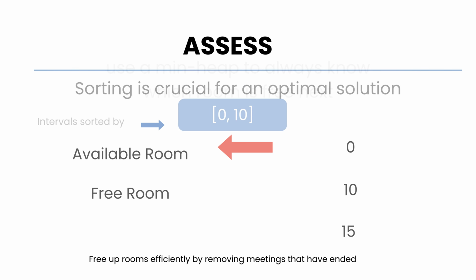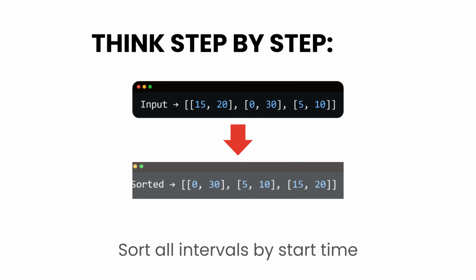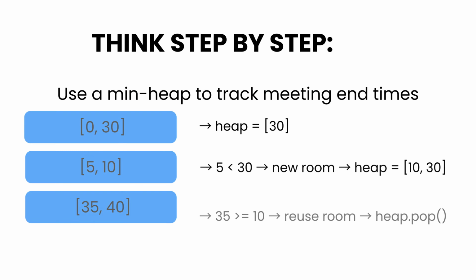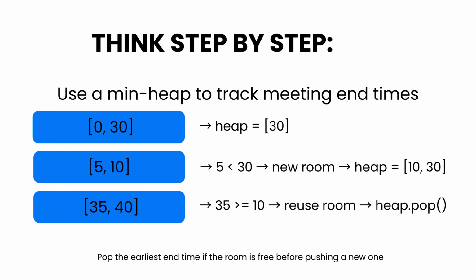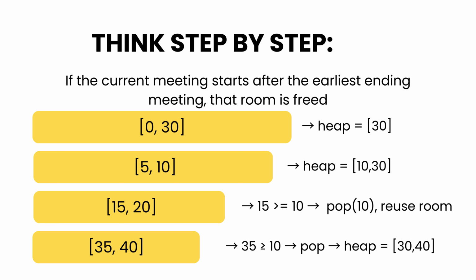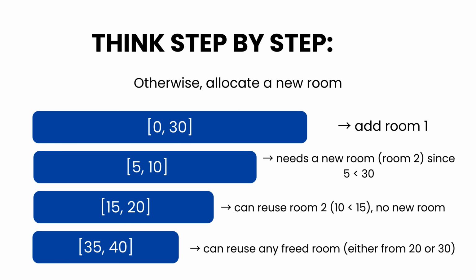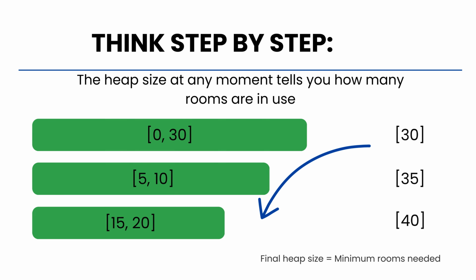Use a min heap to always know which room is free next. Sorting is crucial for an optimal solution. Sort all intervals by start time. Use a min heap to track meeting end times, smallest end time on top. For each meeting, if the current meeting starts after the earliest ending meeting, that room is freed, so pop from the heap. Otherwise, allocate a new room and push the end time to the heap.